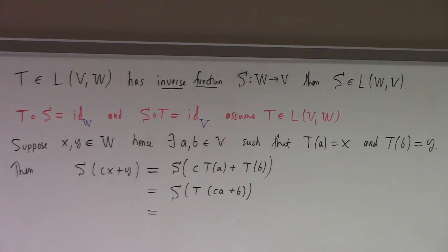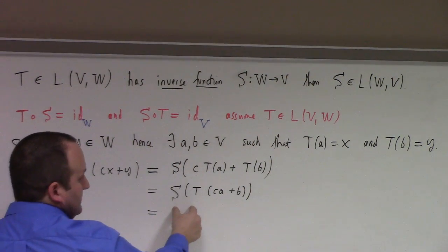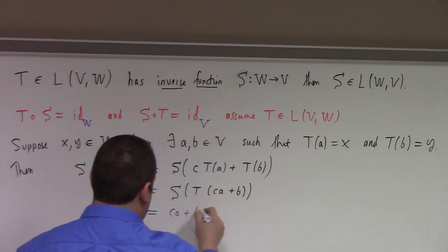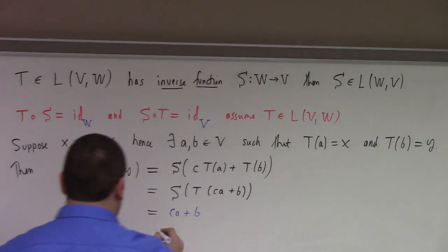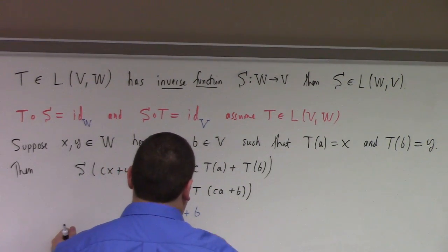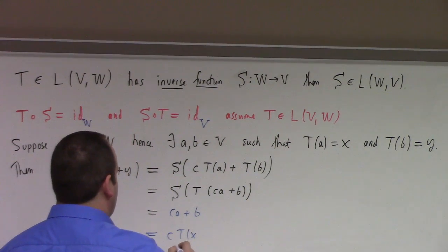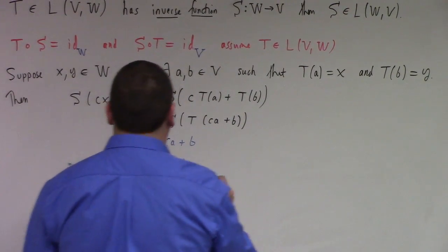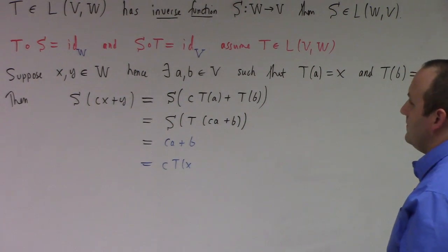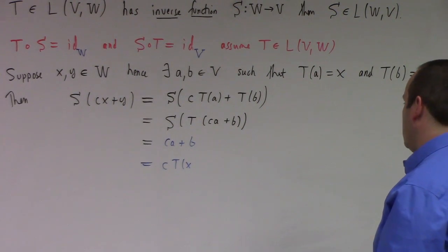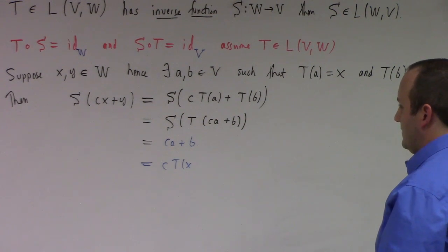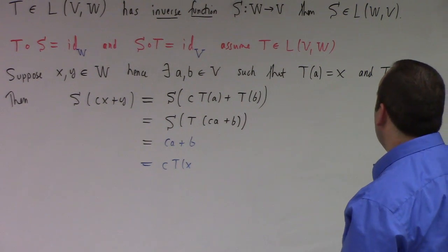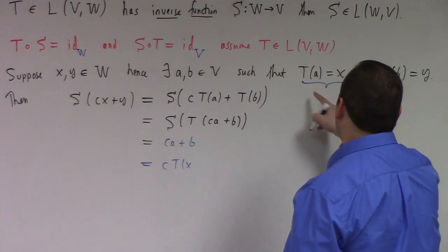So S composed with T is what? The identity, right? So this is just CA plus B again, right? But that is just C times T of X. Where was I? What have I done? A was what? I'm sorry. A little bit more thinking here. What is A? If we solve for this, A is what?